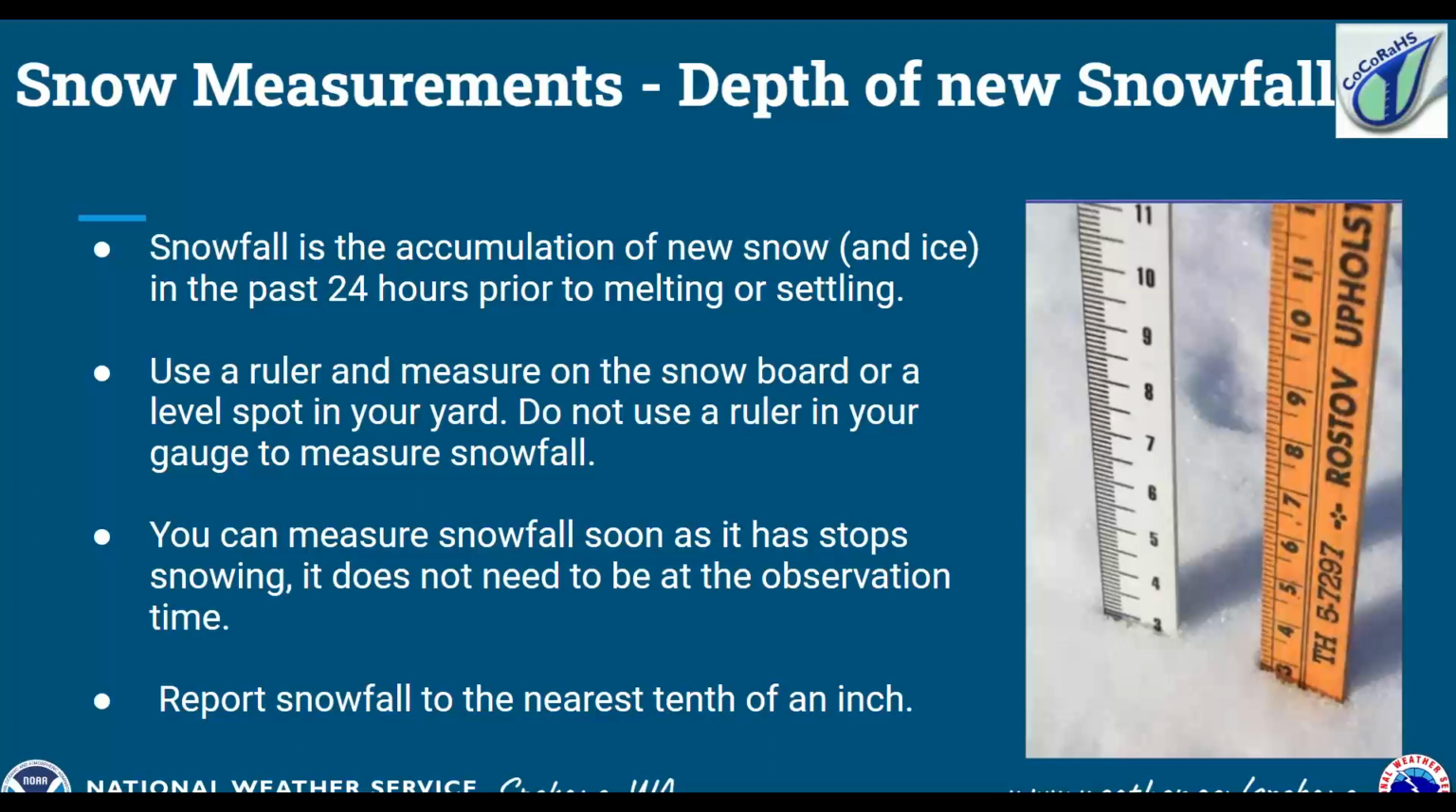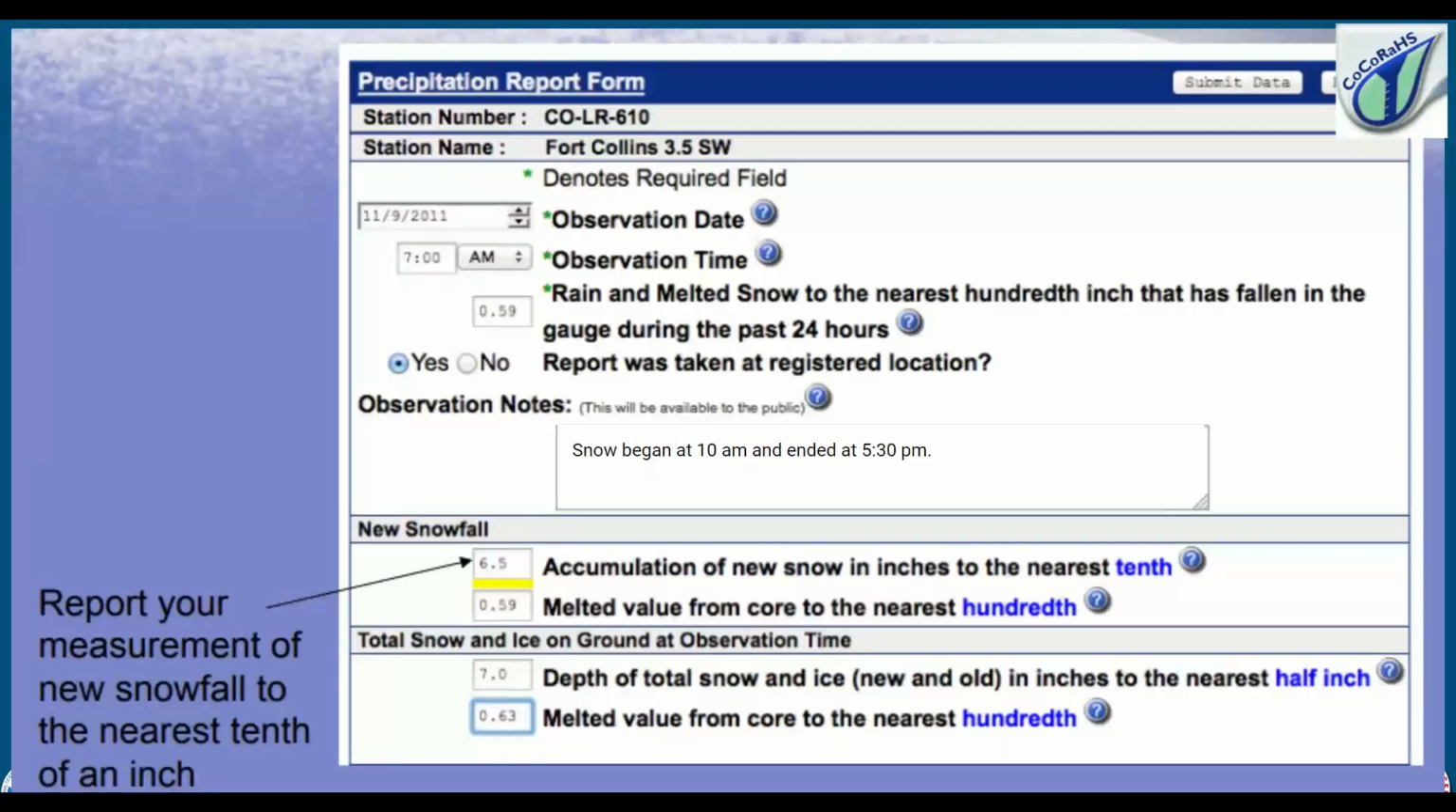And also provide a time of when it started and when it ended. It's also important that you put that in the observation part of the form. And with new snowfall, you can report to the nearest tenth of an inch, which is key. And here's the CoCoRaHS report form, and it's under the new snowfall right here that you put in that measurement. So that one is pretty easy.